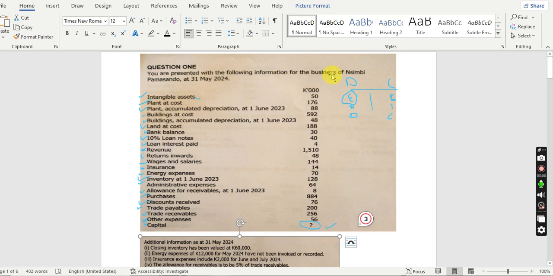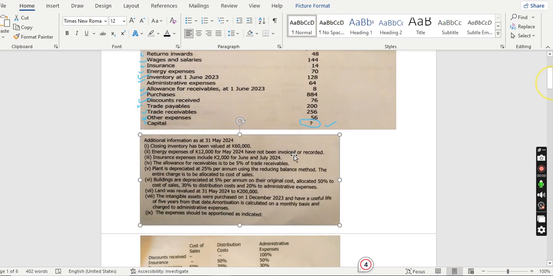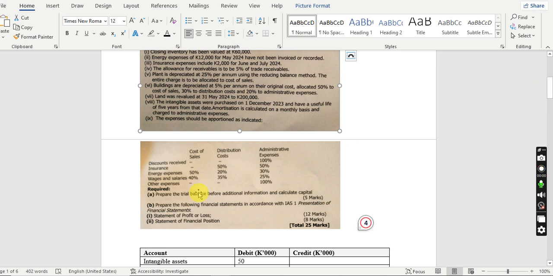Information for the business of Nsimbi Pamasando at 31st May 2024. So we've got this information here. We've got the additional information here, and we've got the appropriation of the costs here. So we'll do this question step by step. All right, so the first part is prepare the trial balance before additional information and calculate the capital.